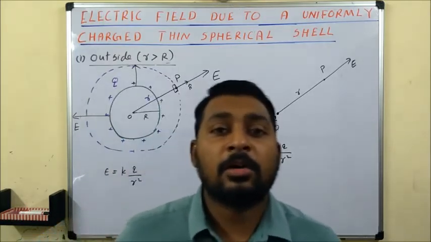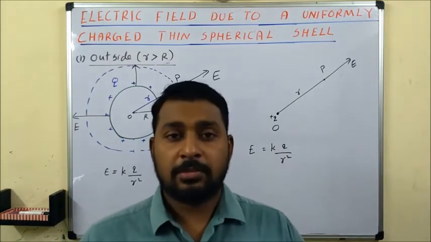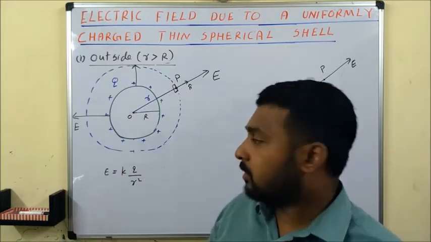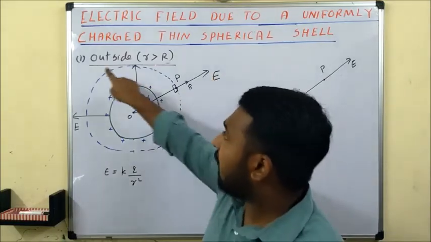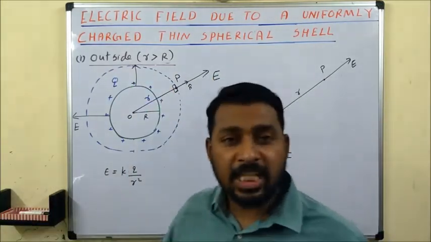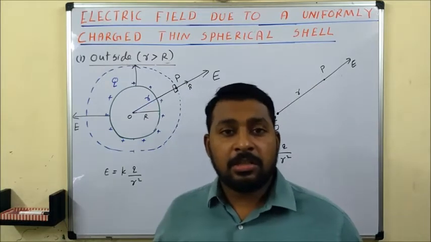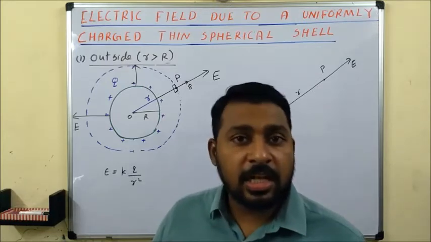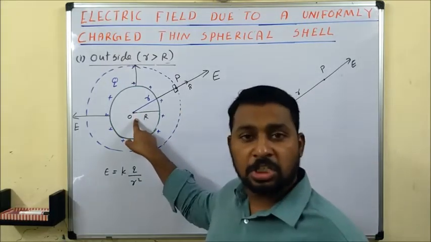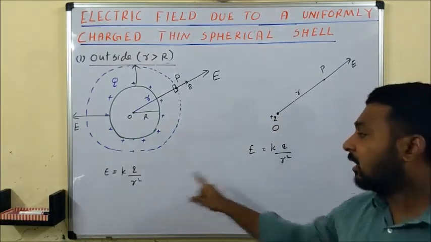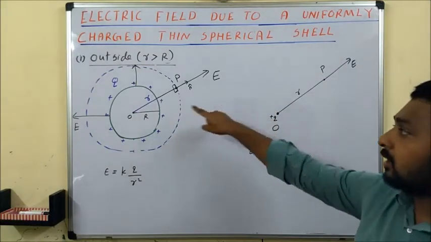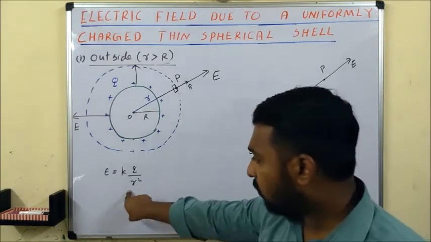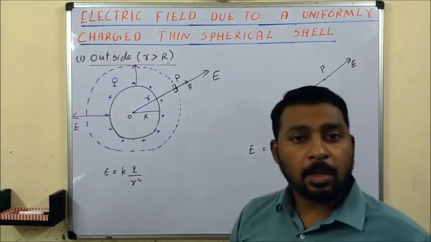Now what is our conclusion? We can say that for a point P outside the shell, we can imagine the shell as a point charge concentrated at the center of the shell. In both cases, the electric field at the same distance R will be the same. See both the equations.